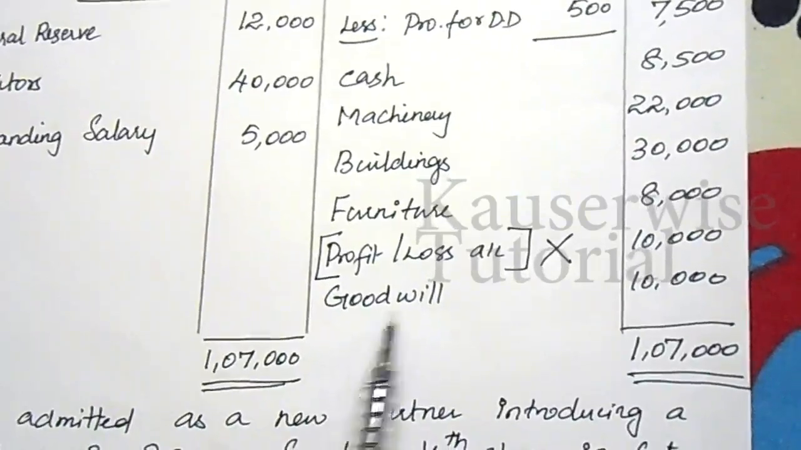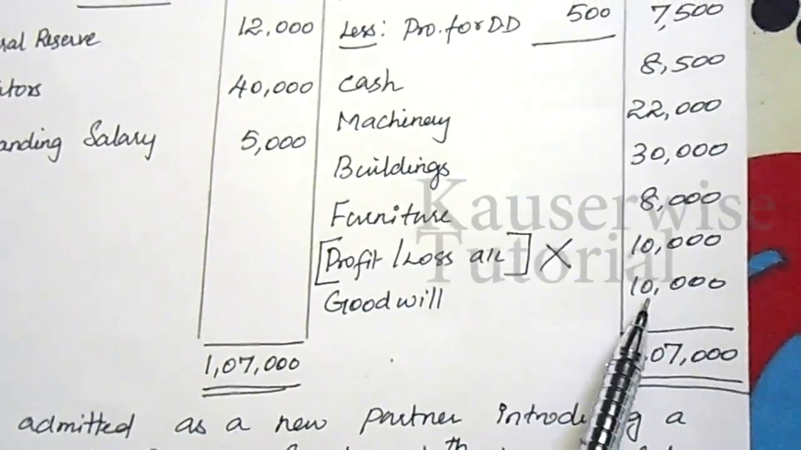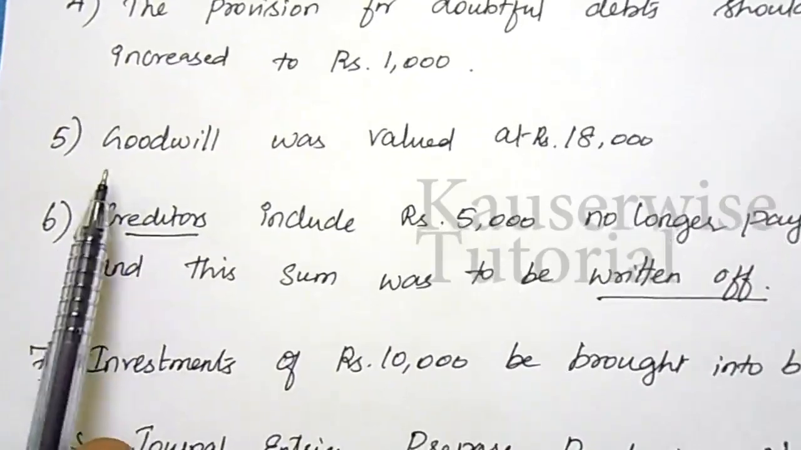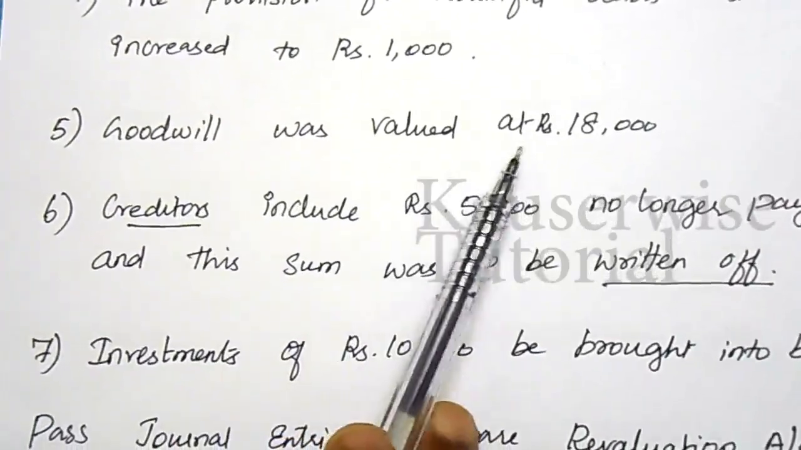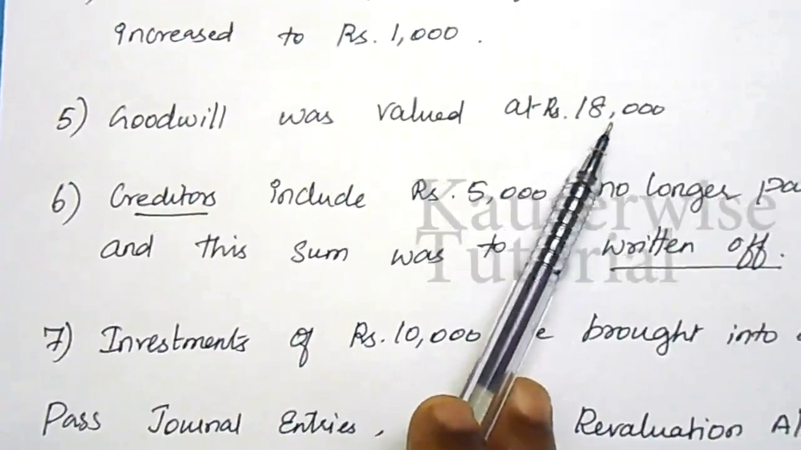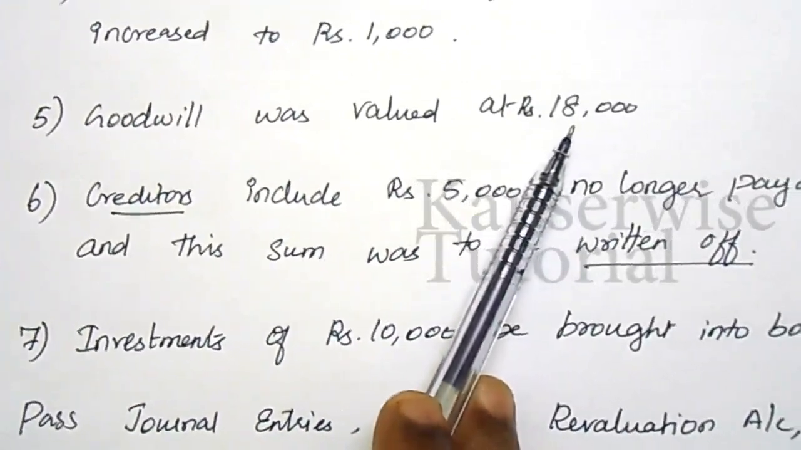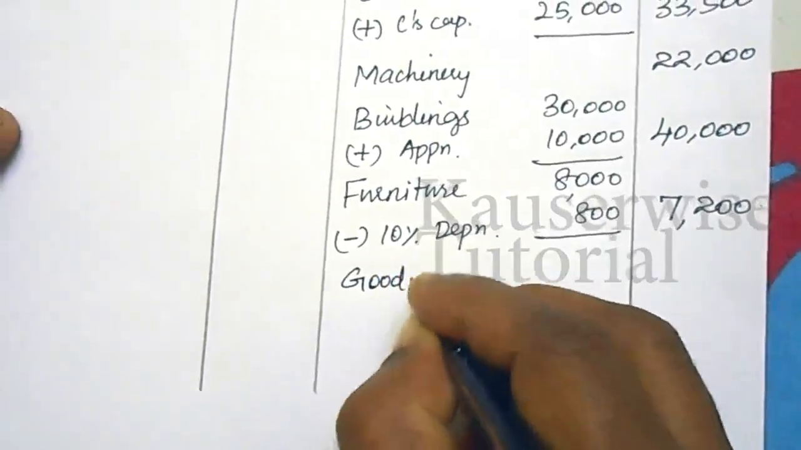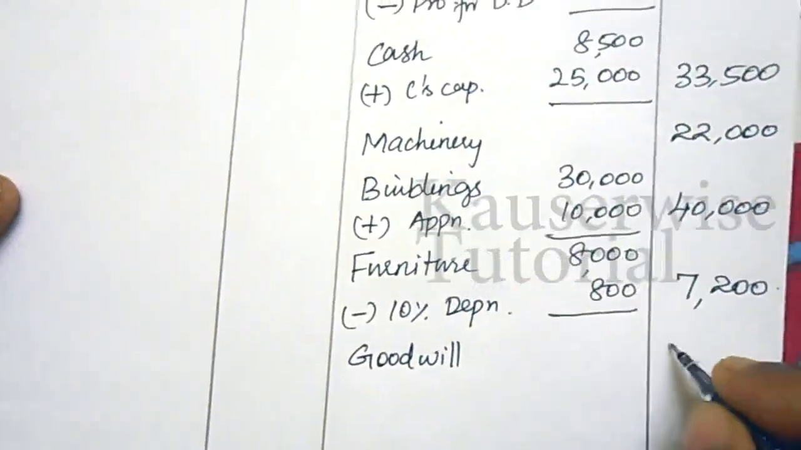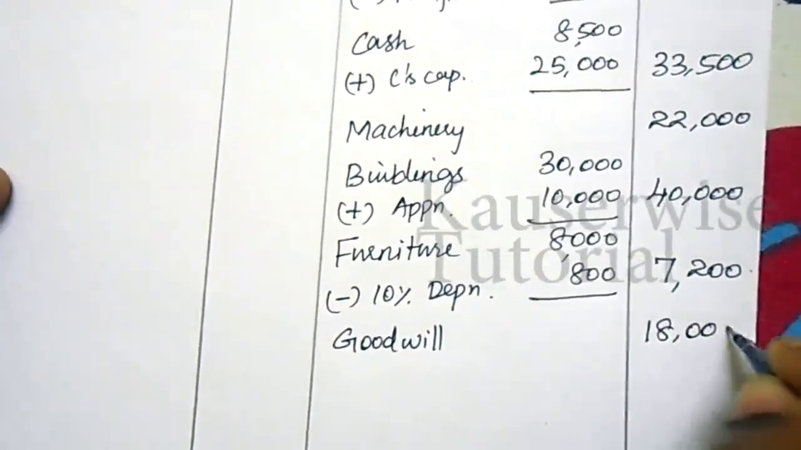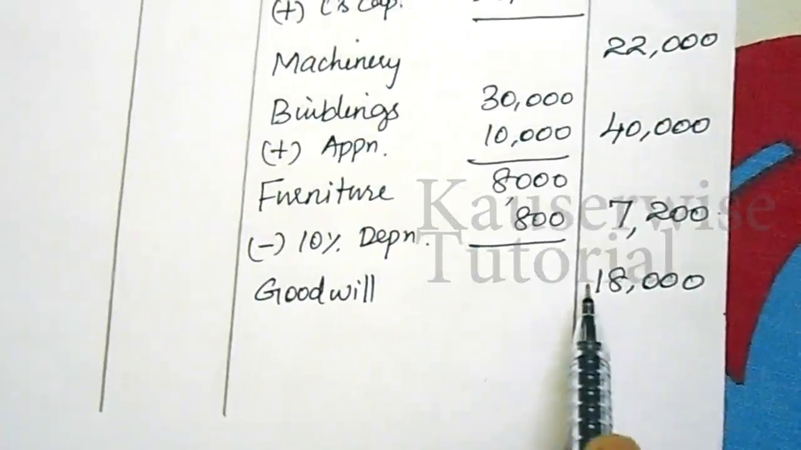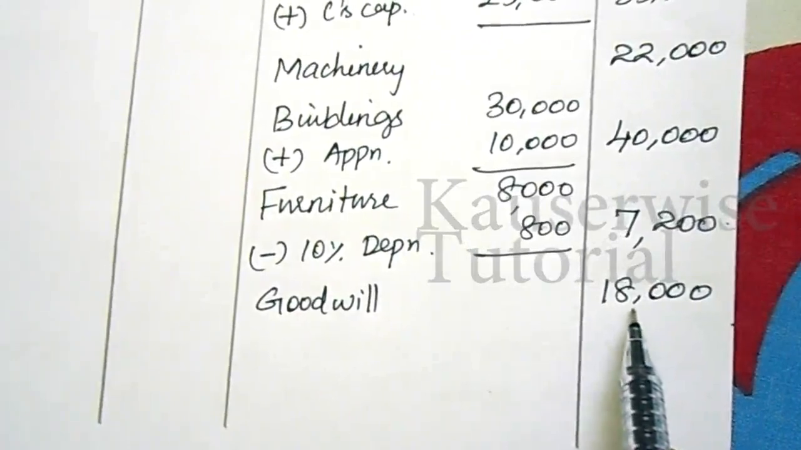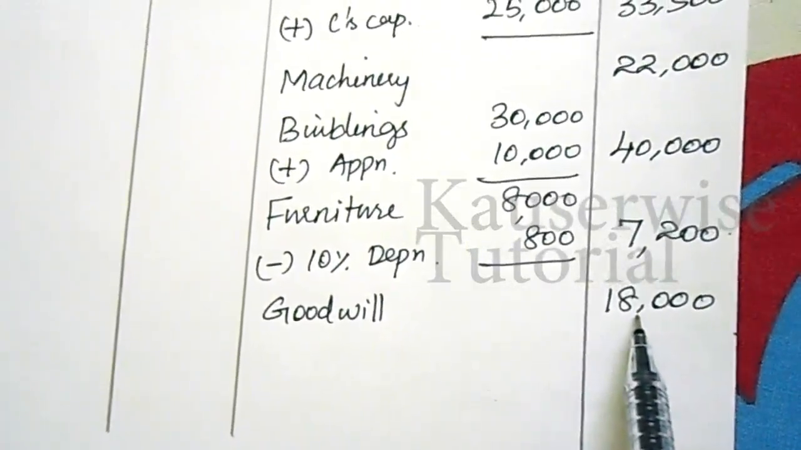Then goodwill. Goodwill old value is 10,000 but the revised value is, look at the fifth adjustment, goodwill was valued at 18,000. So enter the revised value 18,000 under the asset side of the new balance sheet. Goodwill 18,000. The old value is 10,000, the revised value is 18,000, so you have to enter only the revised value, that is 18,000.